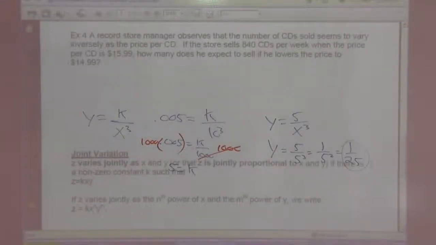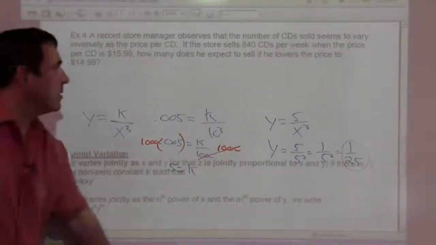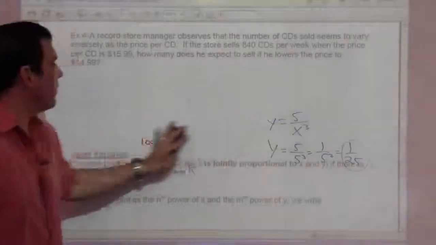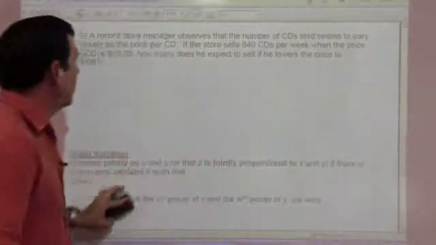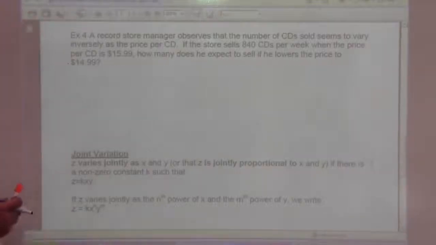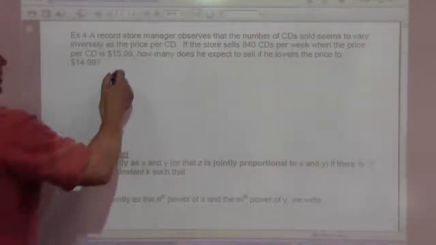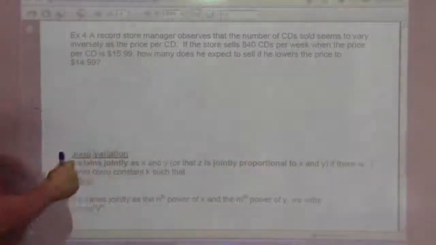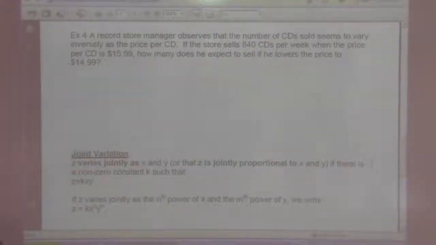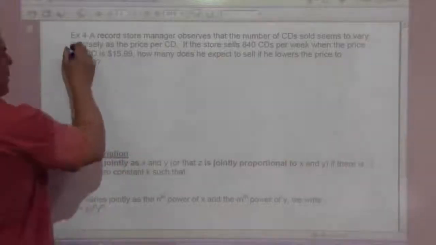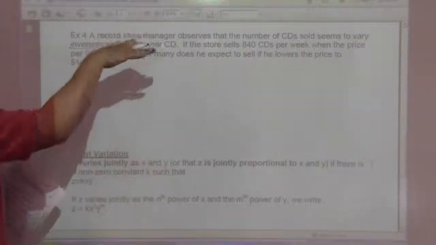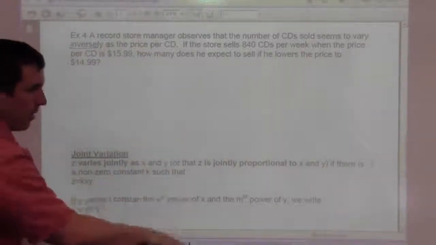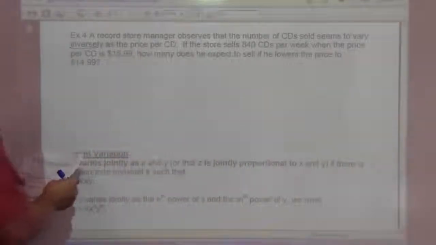A record store manager observes that the number of CDs sold seems to vary inversely as the price per CD. If the store sells 840 CDs per week when the price per CD is $15.99, how many CDs does he expect to sell if he lowers the price? So he says it varies inversely. As the price goes up, the number he sells goes down. As the price goes down, the number he sells goes up.